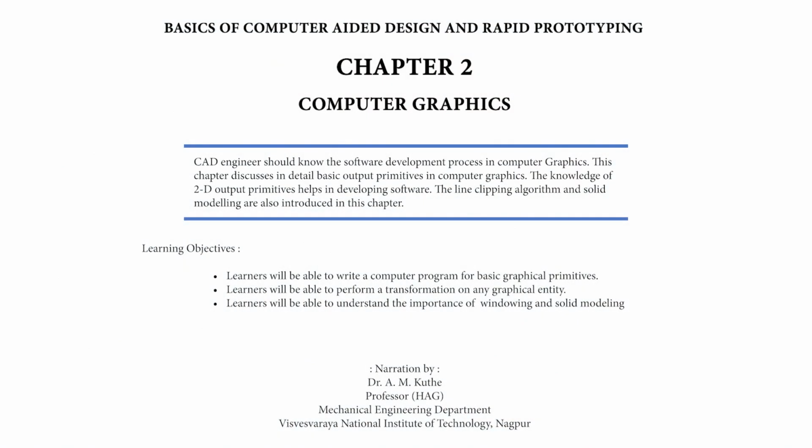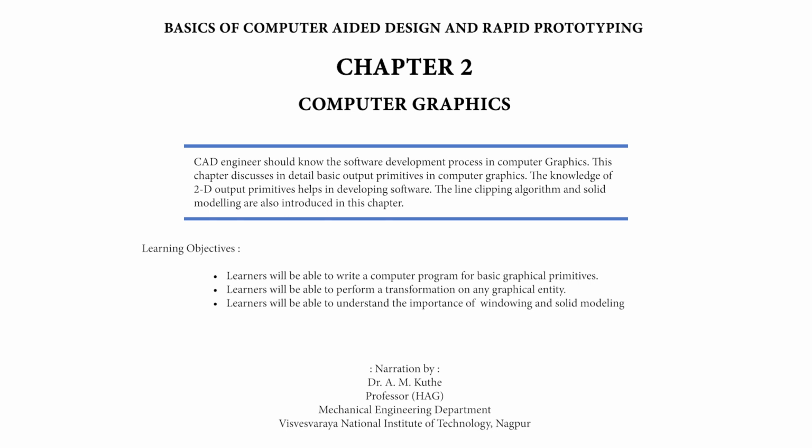Chapter 2, Computer Graphics. A CAD engineer should know the software development process in computer graphics. This chapter discusses in detail basic output primitives in computer graphics. The knowledge of 2D output primitives helps in developing software. The line clipping algorithm and solid modeling are also introduced in this chapter.